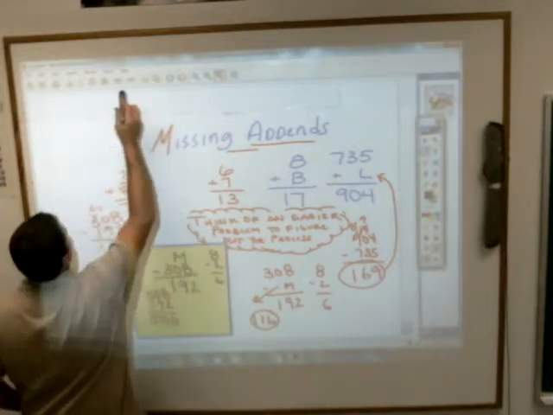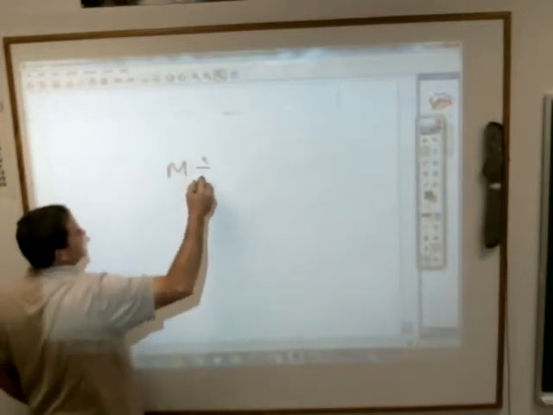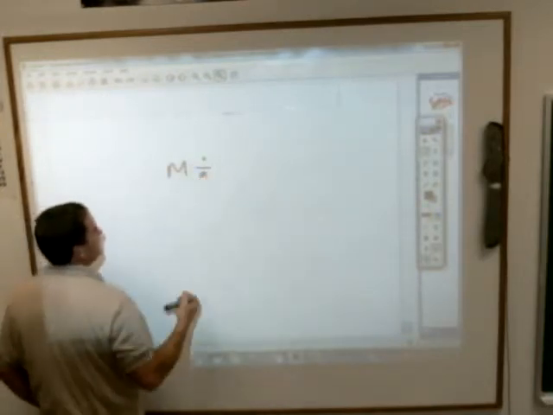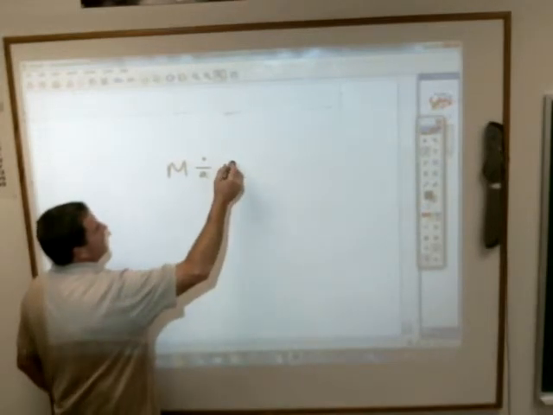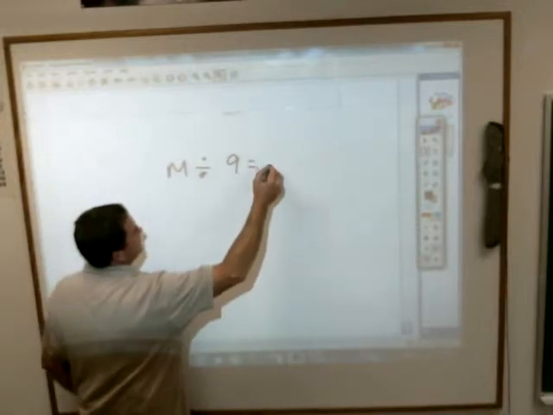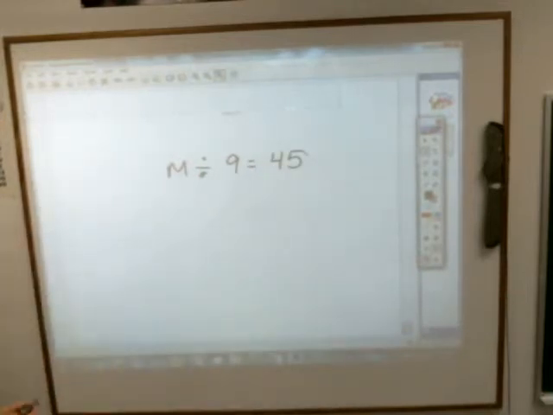Their problem was this. The letter M divided by, well, I'm just going to do it. M divided by 9 equals 45. I can do that in my head. That is so easy. I can do that in my head.